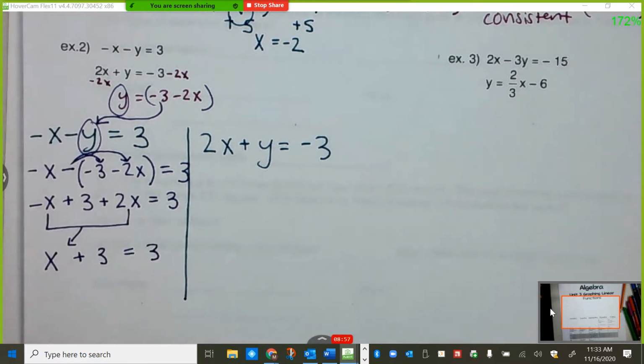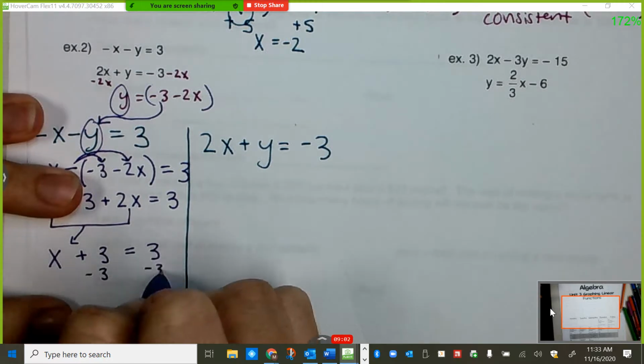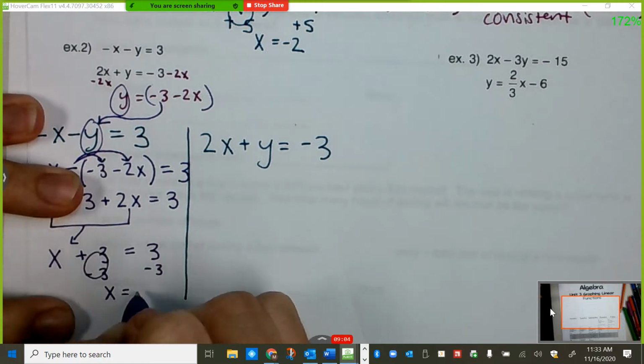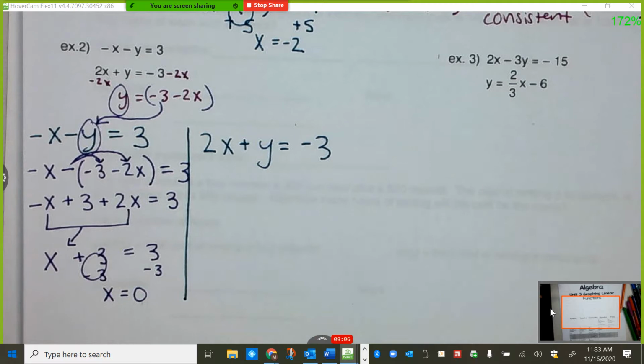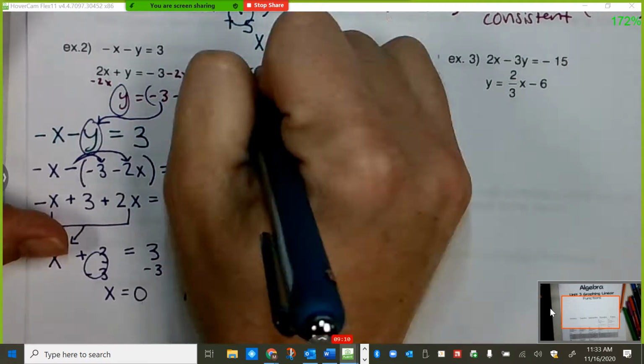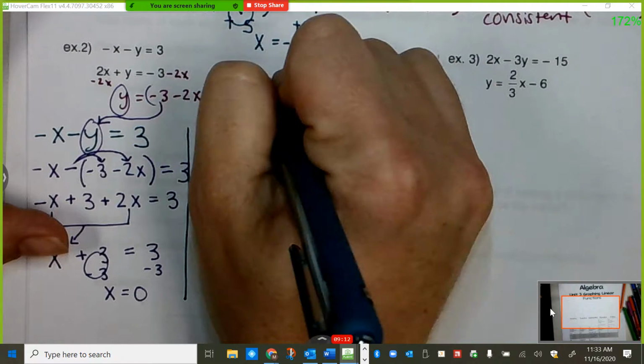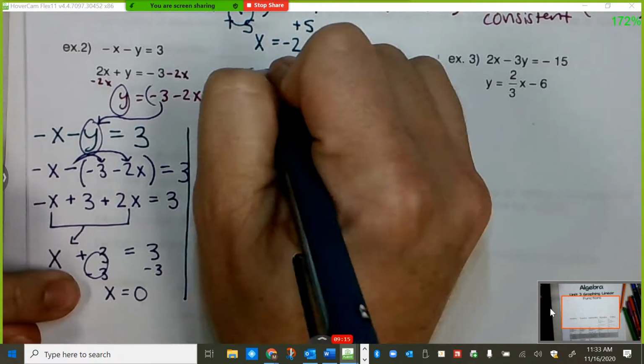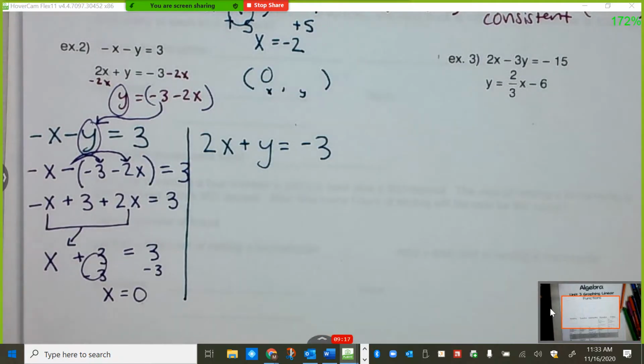Now what? Subtract 3 from both sides. And I get x equals 0. So I'm halfway to my solution. I know my solution is going to be an x comma y. So I know that x is 0. How do you know it's going to be an x comma y? Because the solution to a system is the point where they touch, and a point is x comma y.